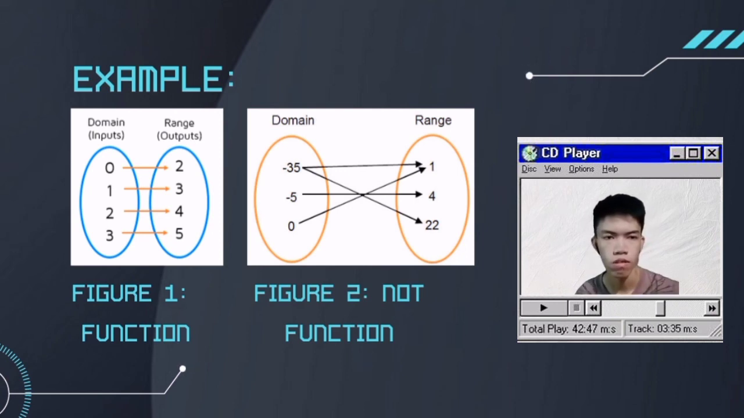Example number 1. It is a function because each x value has only 1 y value. This pair is called a one-to-one pair. Example number 2. It is not a function because an x value is paired with more than 1 y value. This pair is called one-to-many.